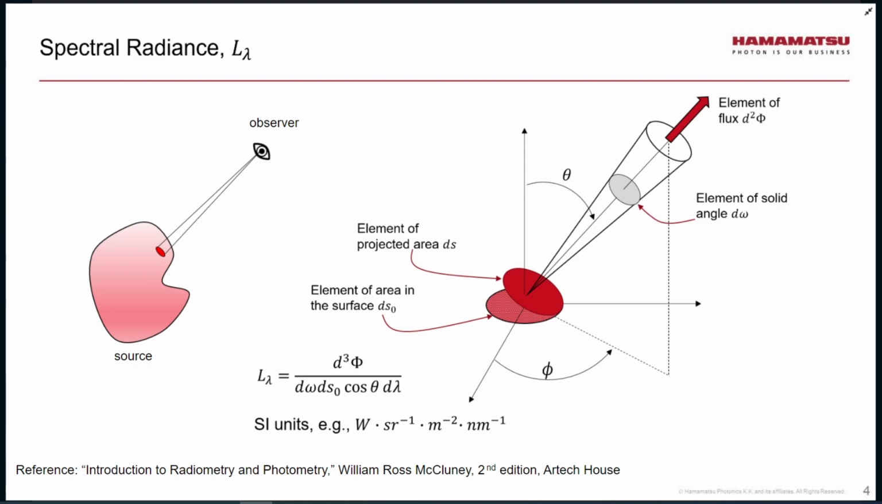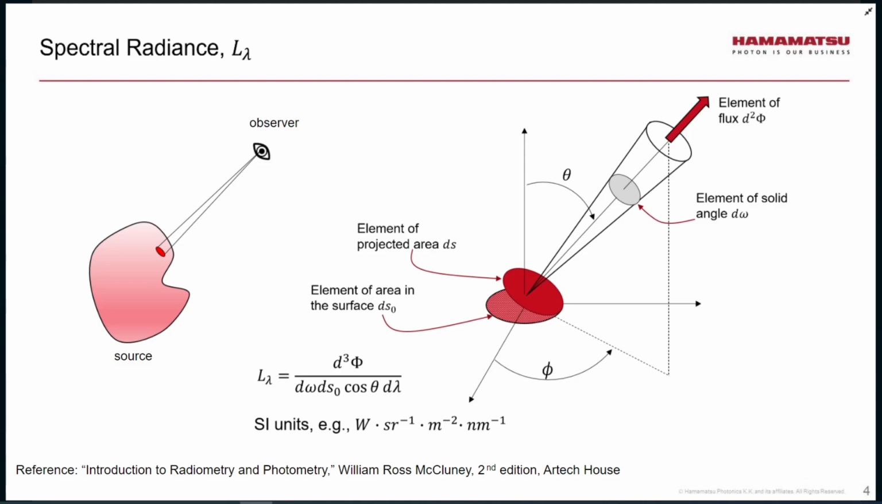If I integrate over the area of the source, then I'm going to get spectral radiance. If I were now to integrate over all the wavelengths that are present in the light, then I would have the total radiance, which will be now in units of power, or joules per second. So this is how much light the source emits in all possible directions at all possible wavelengths.